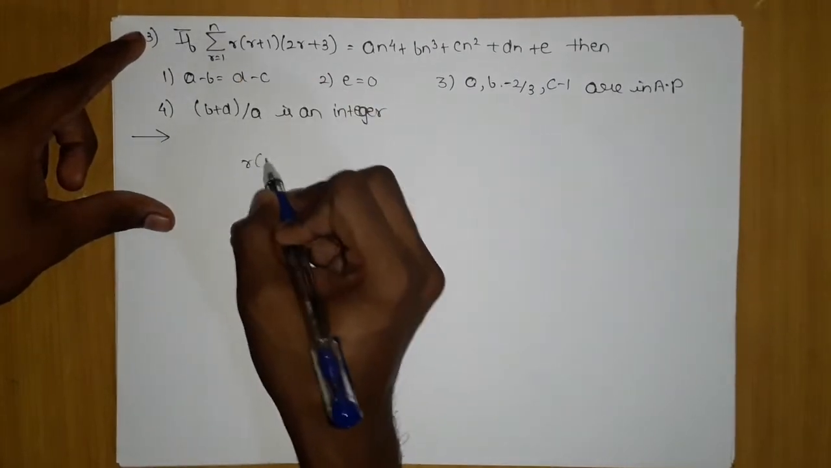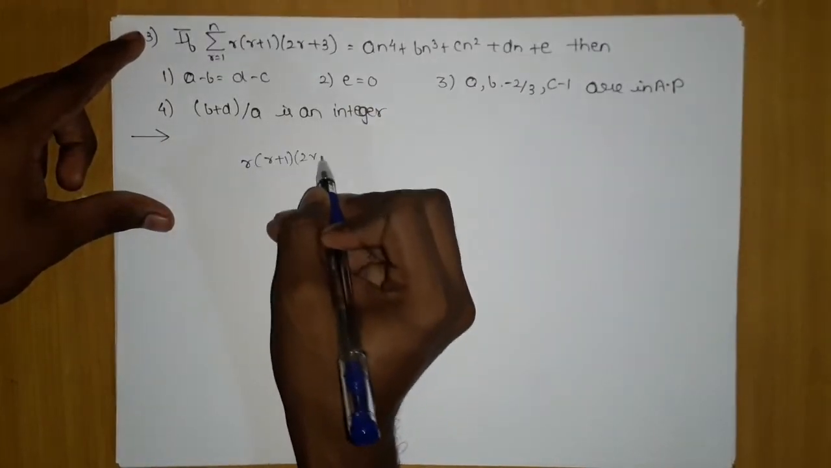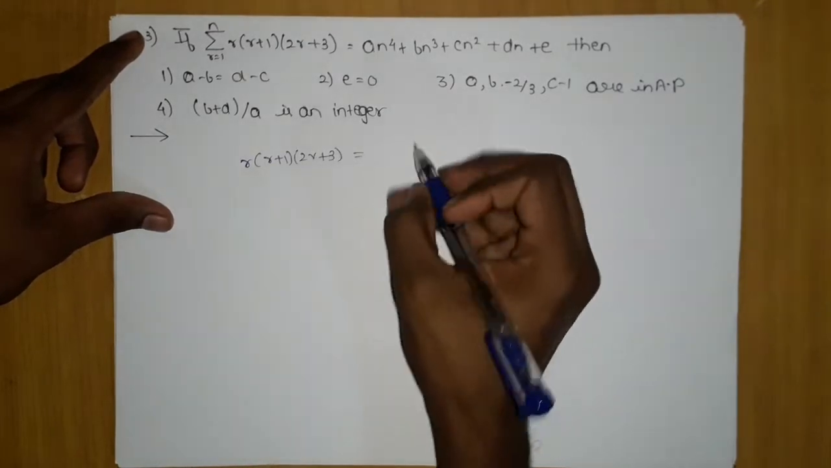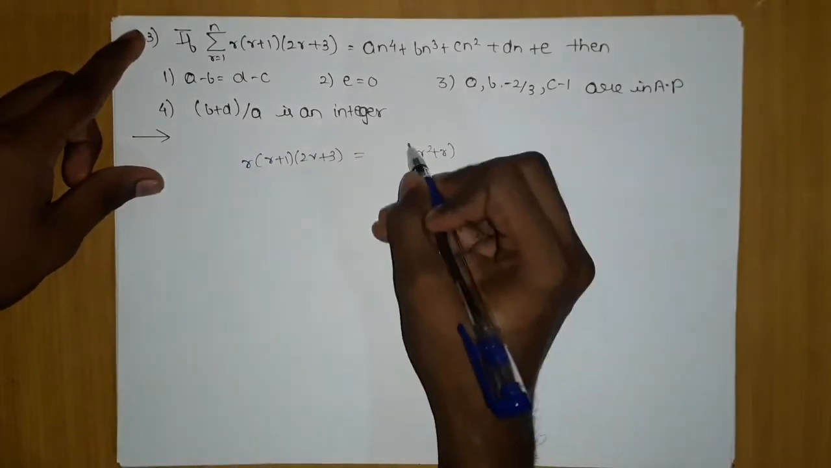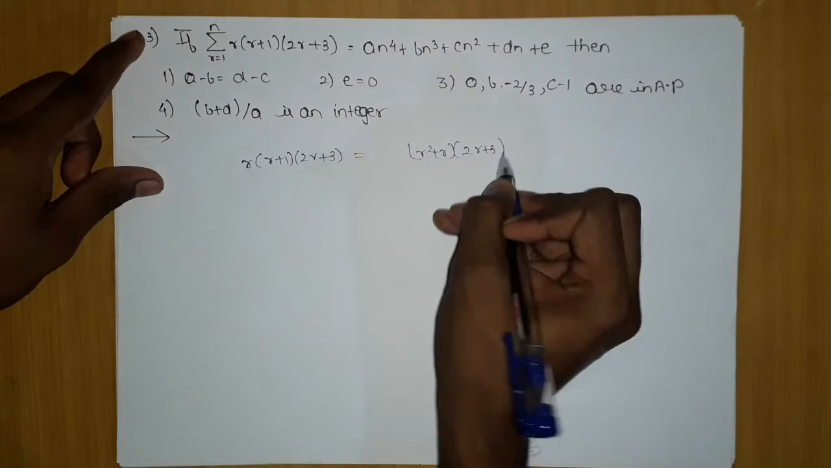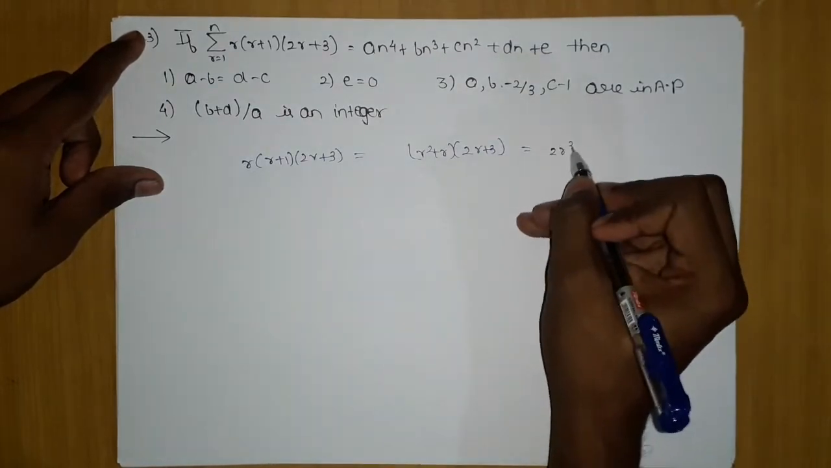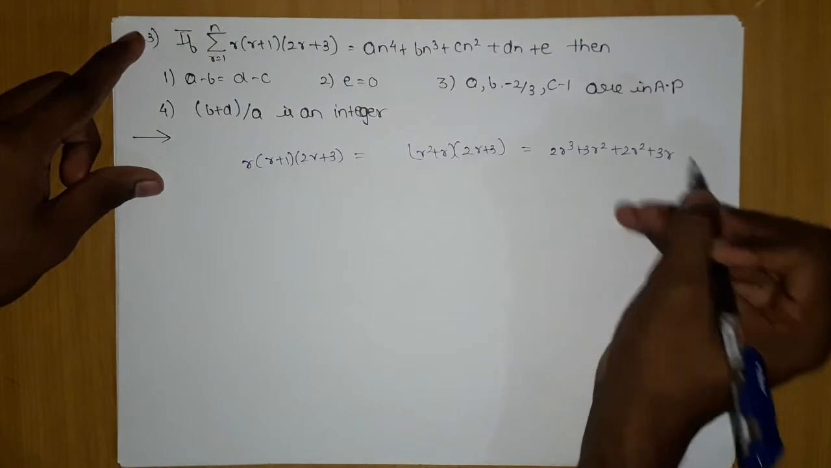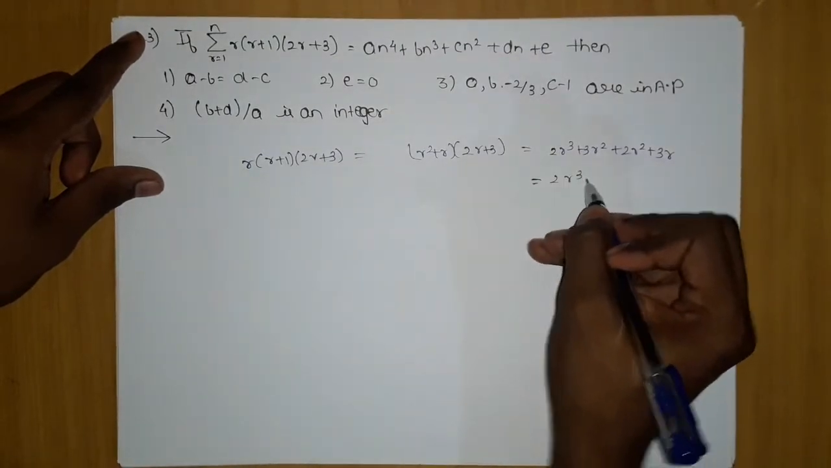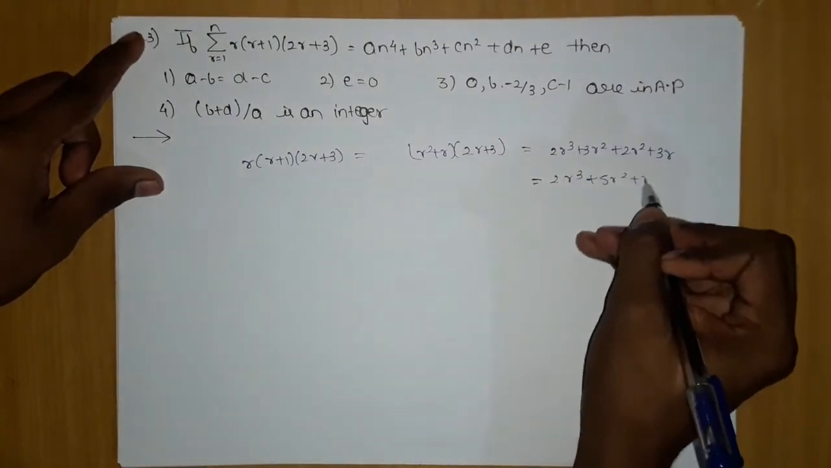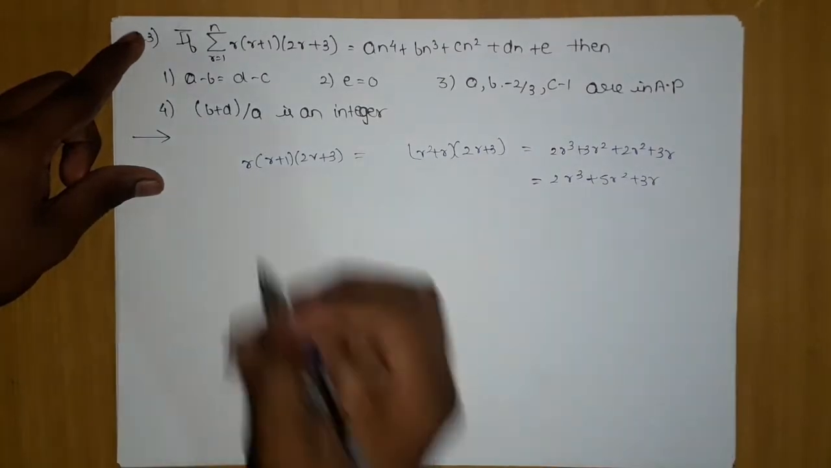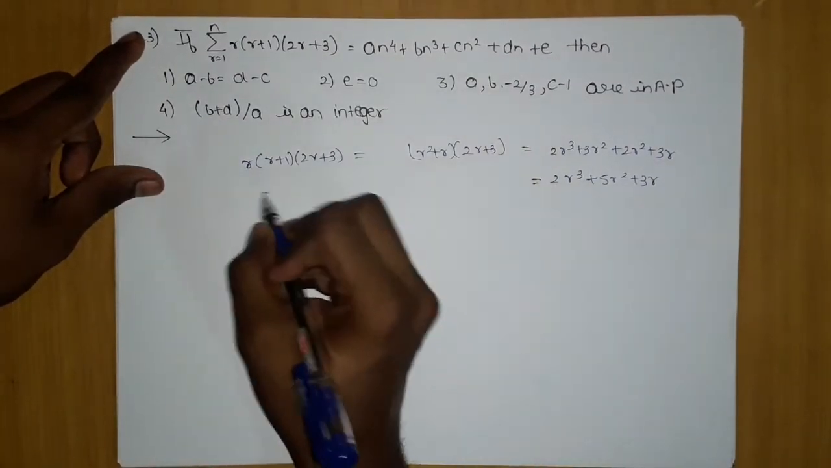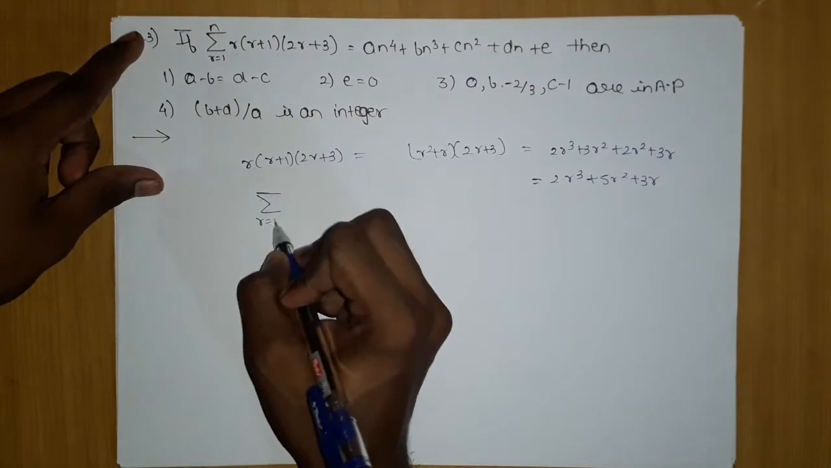First I will simplify the thing which I have inside. I will not put the summation and all that stuff. First my job is to simplify. r square plus r into 2r plus 3, which will give me finally 2r cube plus 3r square plus 2r square plus 3r, finally ending up as 2r cube plus 5r square plus 3r. Now I will apply summation from r equals 1 to n.